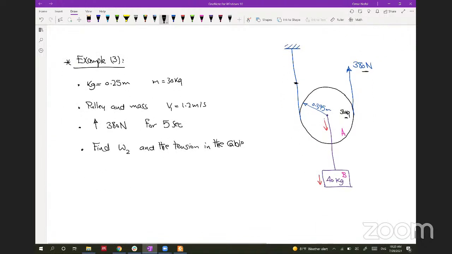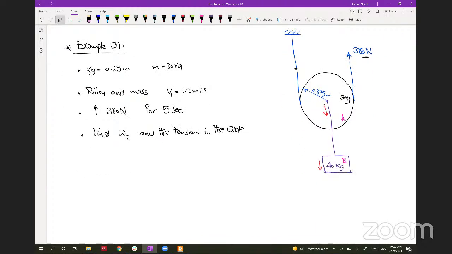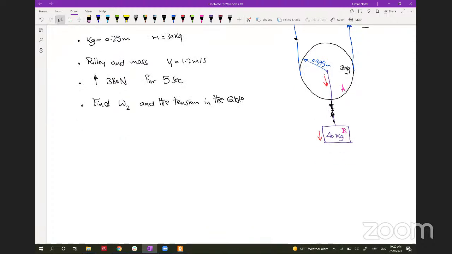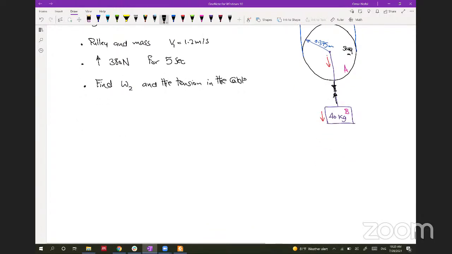Okay, so let's solve this problem as a system. If we are solving this problem as a system, we will not cut here, so the tension in this cable will not appear. But if you divide it into two bodies, you will have to cut here and the tension will appear here and here. But if you solve it as a system, you will have tension from here and tension from there, and they will cancel each other. So this is as one system. Okay, so let's put our system here.